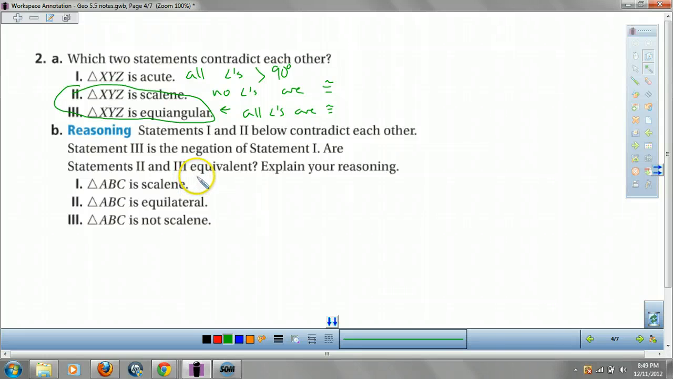Now let's take a look at this one. Statements 1 and 2 are a contradiction. Scalene means no equal sides. Equilateral means all equal sides. ABC is not scalene. So are 2 and 3 equivalent? Are all triangles that aren't scalene equilateral? No, because isosceles triangles are not scalene, or equilateral.